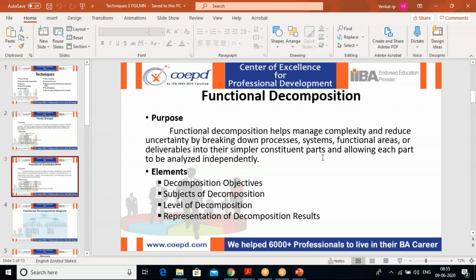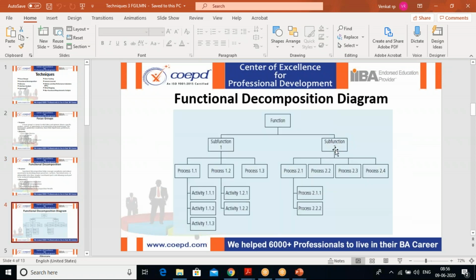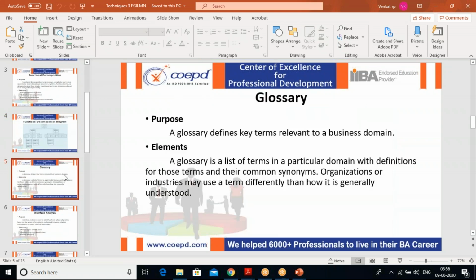Functional decomposition means any functionality you have to decompose into small parts. We have to understand why we are decomposing it, the decomposition objectives. Then on what basis you are doing this decomposition, to what level you are going to do it, and how you will represent the decomposition results. For example, we have one function that is divided into two sub functions, each sub function has multiple processes, and each process has multiple activities. We can use this approach, or an appropriate approach defined there, right?